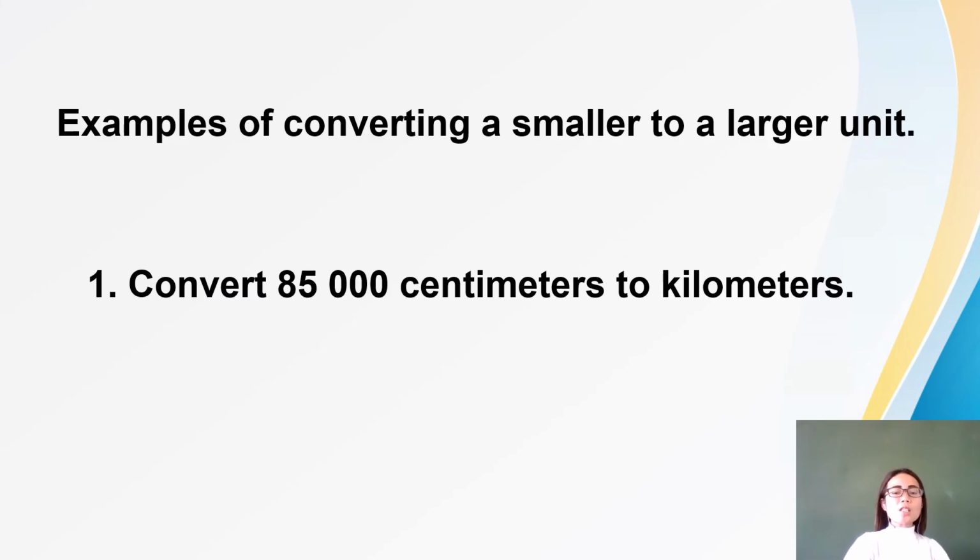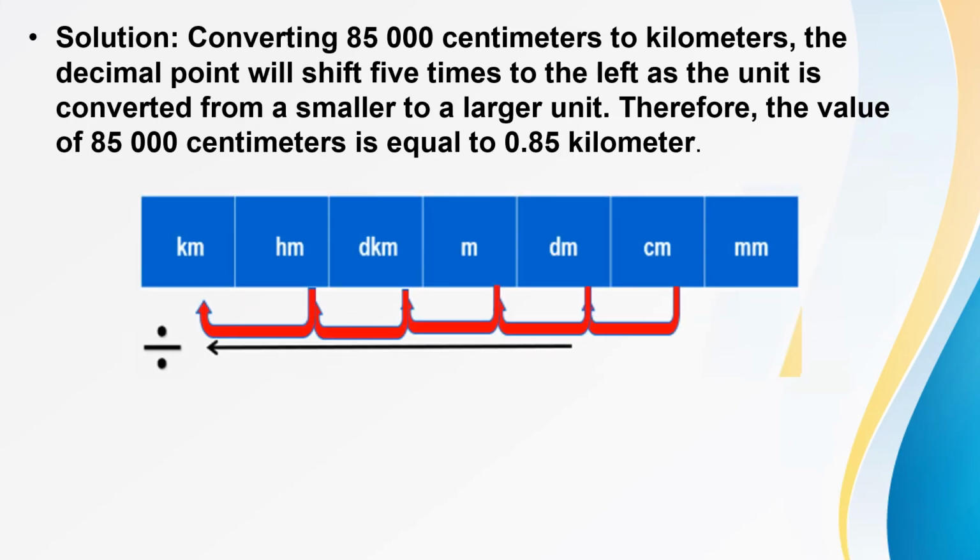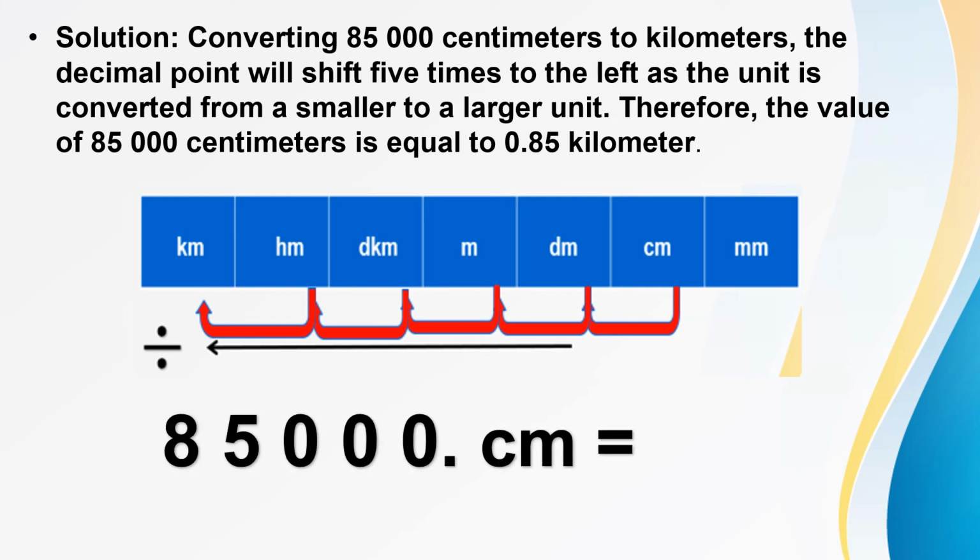Examples of converting a smaller to a larger unit. Number 1, convert 85,000 centimeters to kilometers. Solution, in converting 85,000 centimeters to kilometers, the decimal point will shift 5 times to the left as the unit is converted from a smaller to a larger unit. Therefore, the value of 85,000 centimeters is equal to 0.85 kilometer.